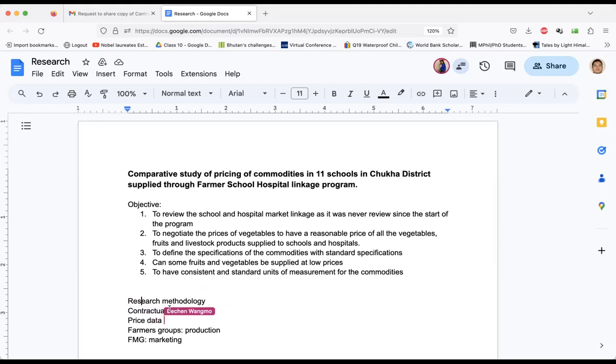And also, we are planning to do a consultation. Principal consultation. Then we'll make a presentation to all the principals of Chukha. Teaching you and us all can be present. Consultation, we'll take the views of the principals. This is one view, okay?